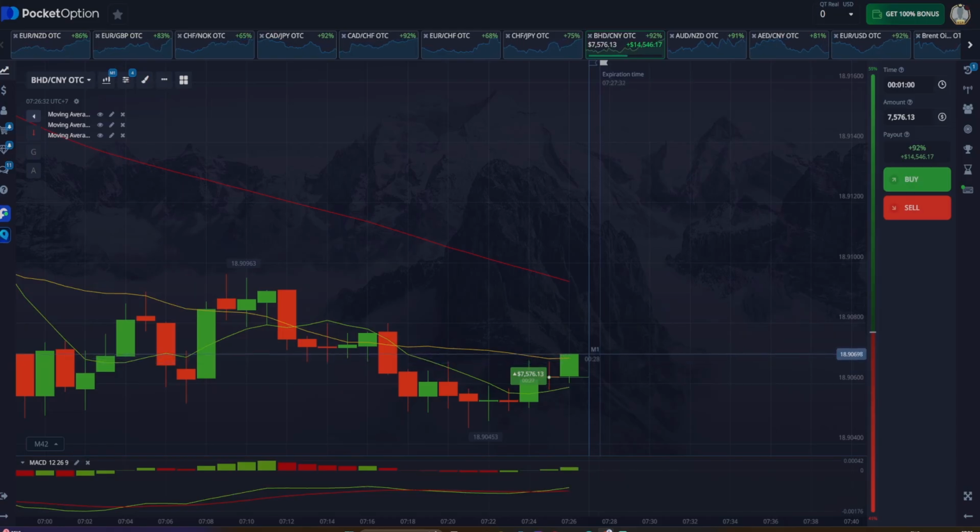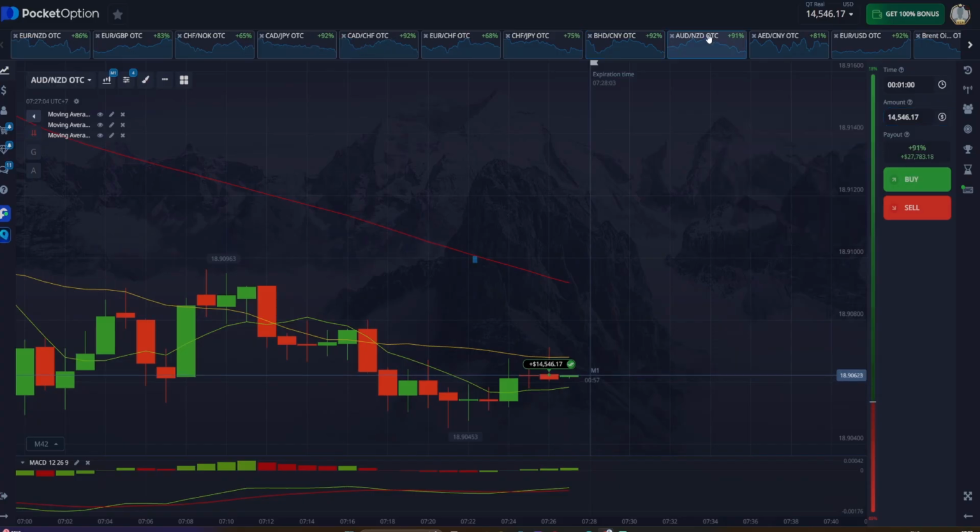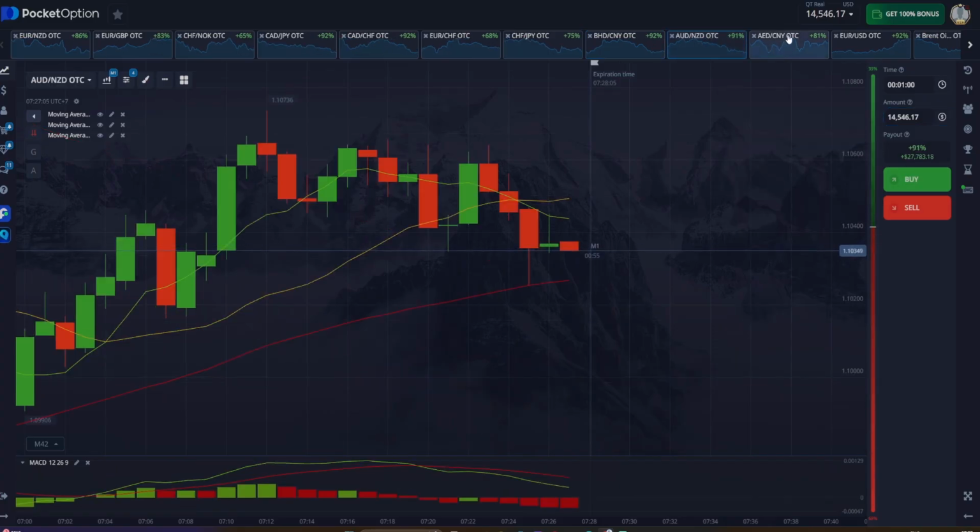Now let's watch the result together. The next candle moved upward exactly as expected. Profit secured successfully. We don't stop here. The market is still open, so we'll reopen and look for the next trading opportunity.